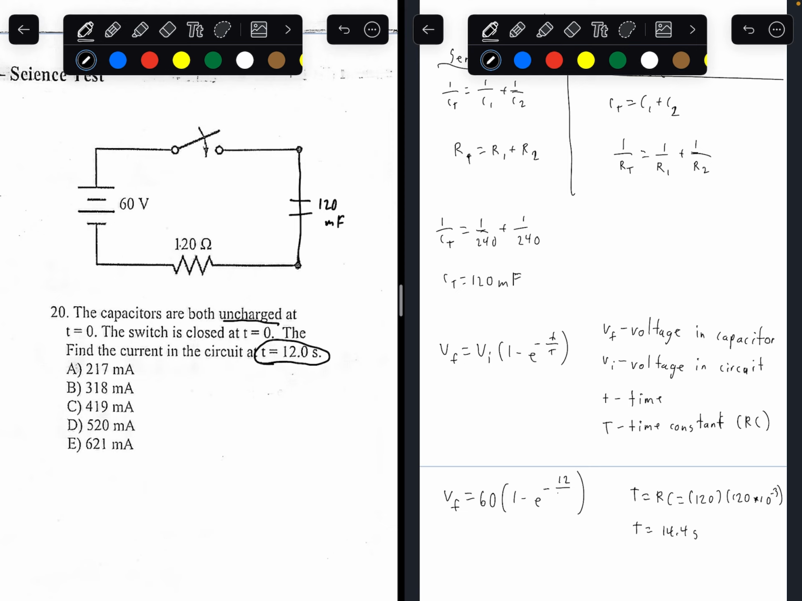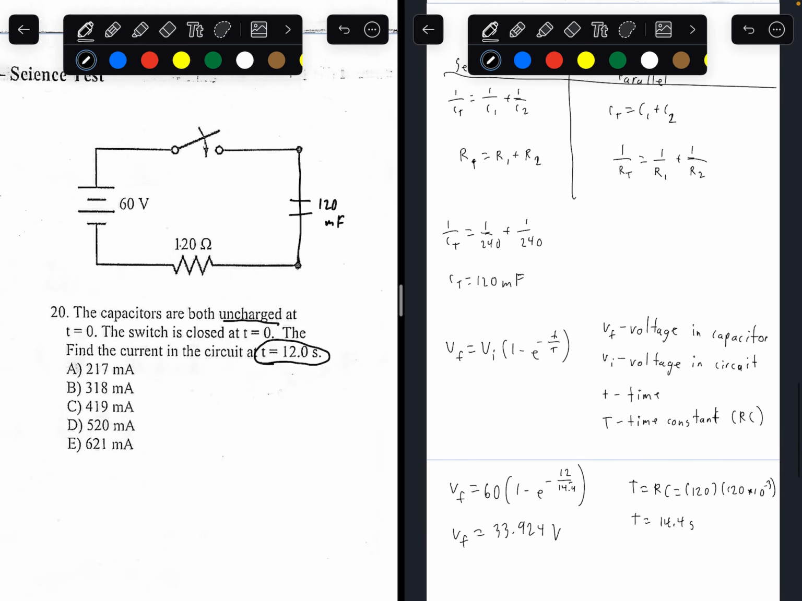So now you put in 14.4 and solve for this to get the voltage in the capacitors. So negative 12 divided by 14.4, e to the power of the answer, 1 minus the answer, times 60. So the voltage at the end in the capacitors is going to be 33.924 volts. But you don't want to find the voltage in the capacitors. You want to find the voltage in the circuit.